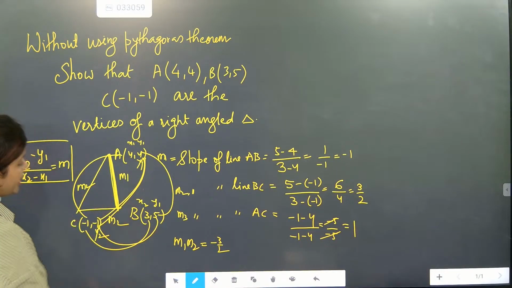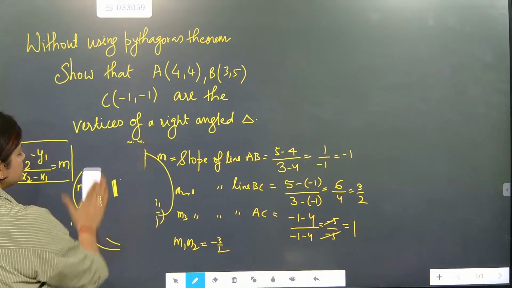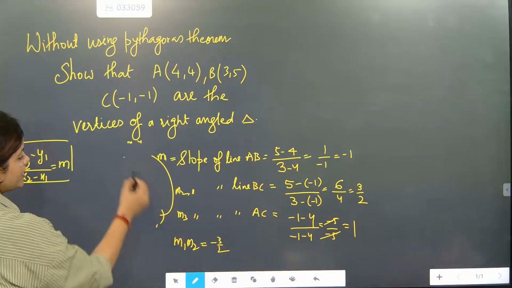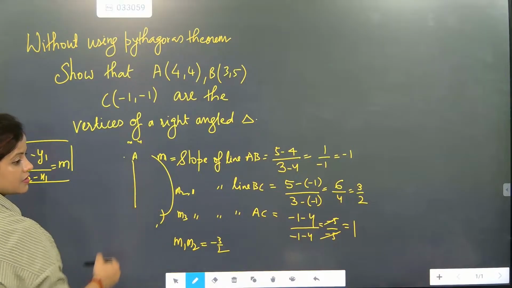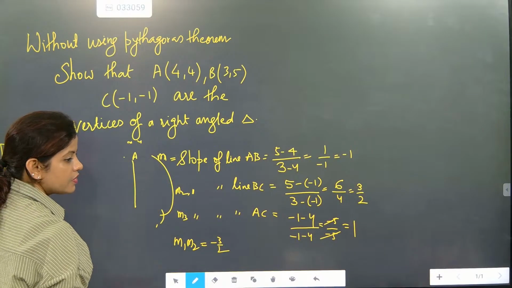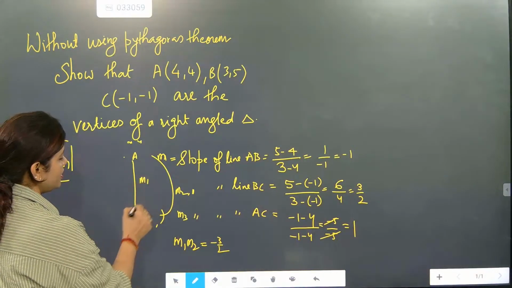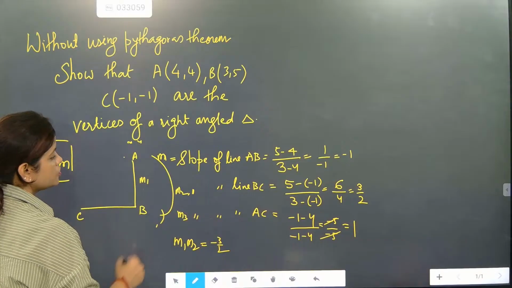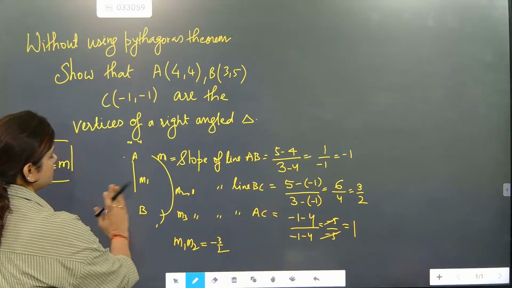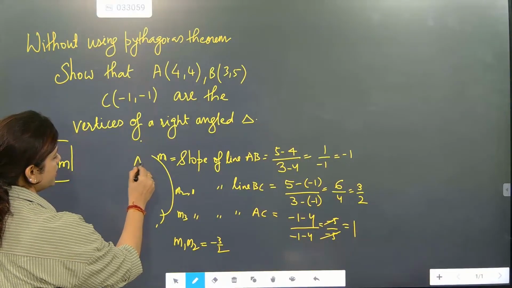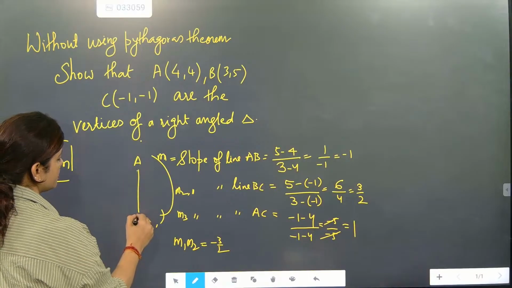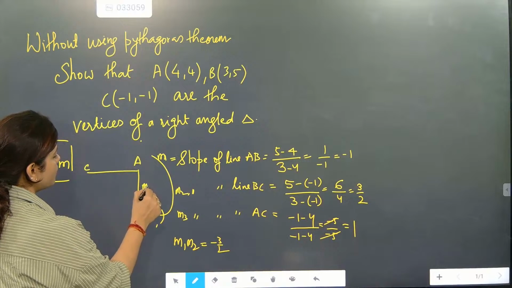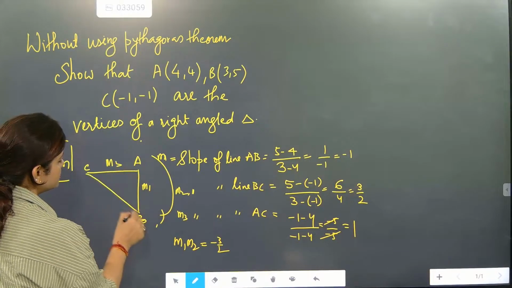We need to rectify the diagram. So what rectification in the diagram is needed? The slopes are A, M1 and M3. So the slope of AB is M1 and of AC is M3. So definitely AB and AC: this is slope M1, this is slope M3, and this is slope M2.